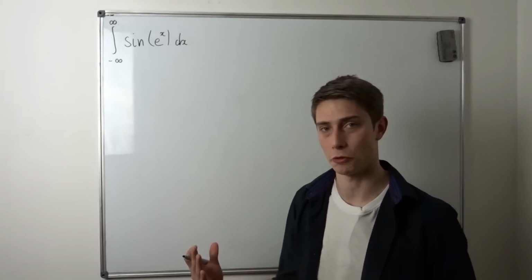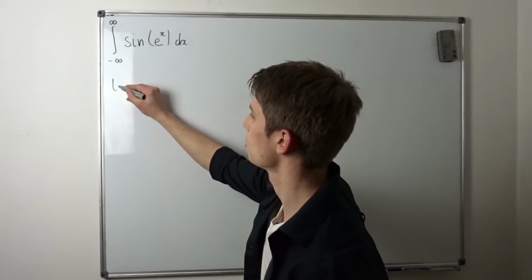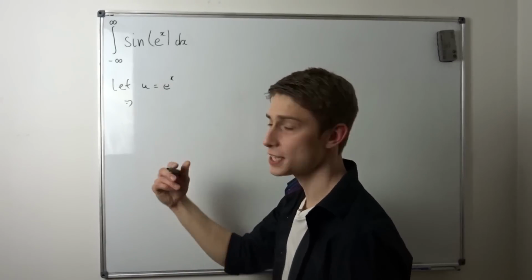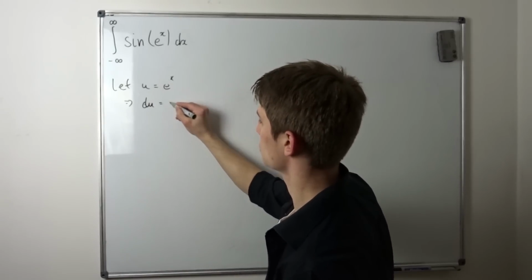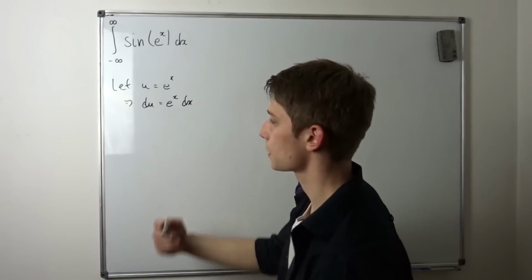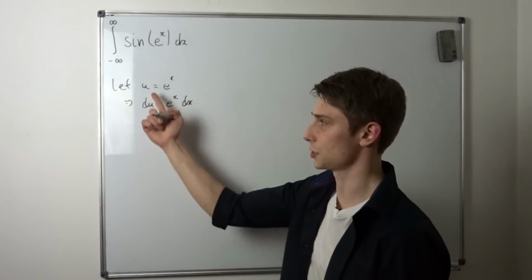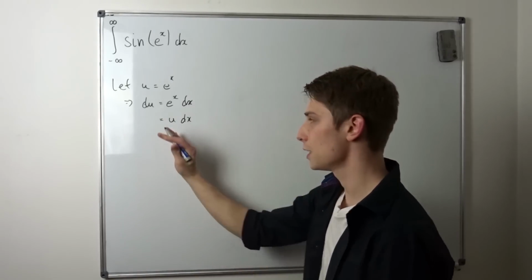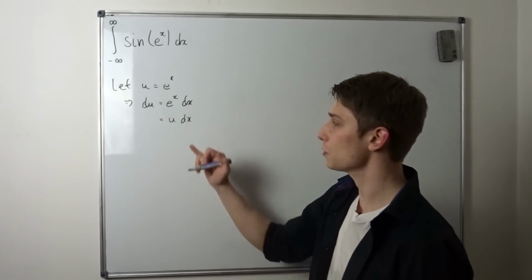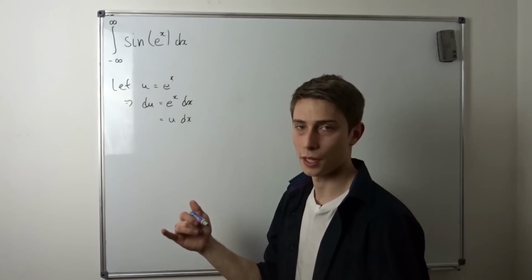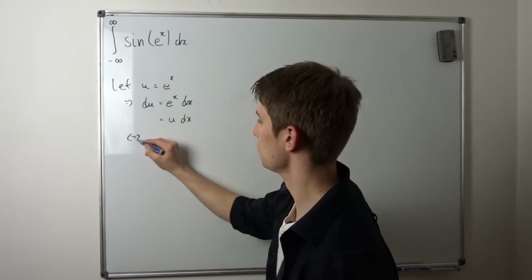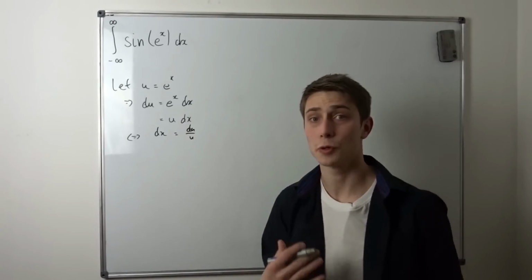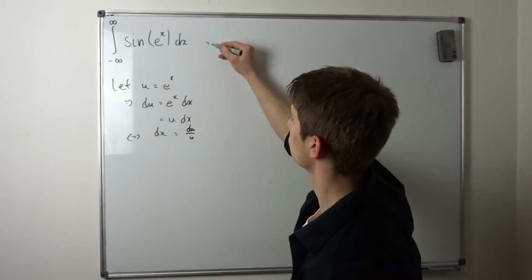At first we are going to start off with a simple u substitution. So let u equal e to the x. When we differentiate that, du is equal to e to the x dx. But we know what e to the x is. It's just u, so that's just u times dx. We can divide both sides by u, and then we know that dx is 1 over u du. So that means that dx is just du over u. And we can plug all of this information in.